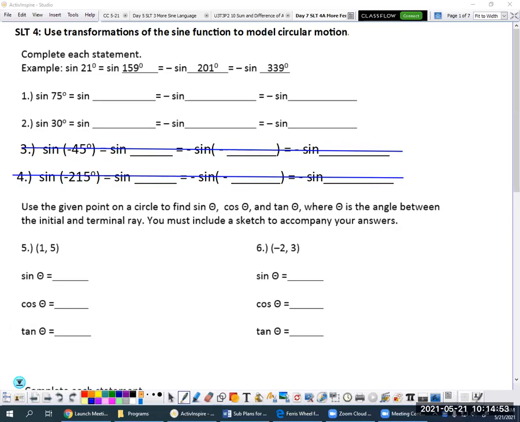This is a video on student learning task 4, using transformations of the sine function to model circular motion. Go ahead and pause the video and complete this warm up. You can cross off numbers 3 and 4 in your packet.